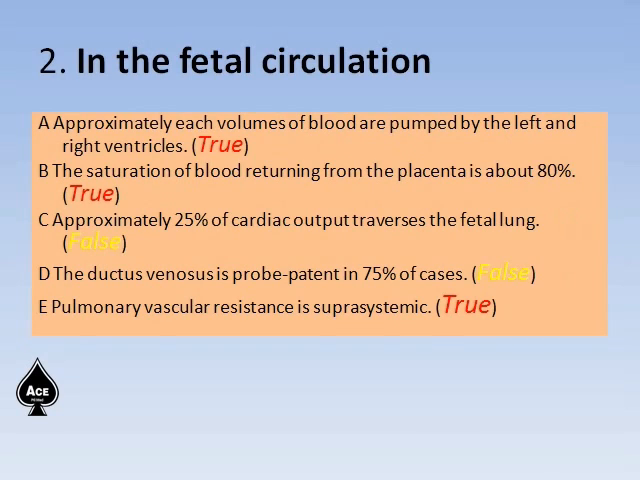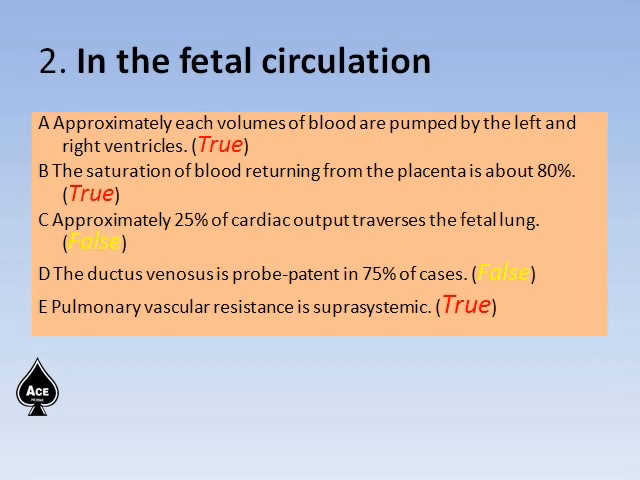The approximately equal volume of blood pumped by the left and right ventricle is a true fact. The saturation of blood returning from the placenta is about 80%. That's also a true fact. Pulmonary vascular resistance is above the systemic resistance. The systemic resistance is low because of the AV fistula-like situation in the umbilical artery and vein inside the placenta. But the other two statements are false.